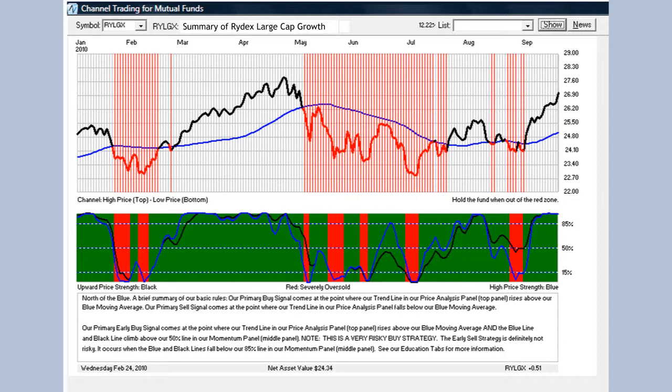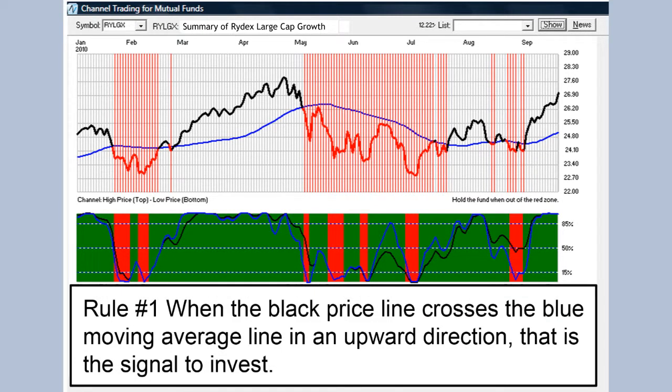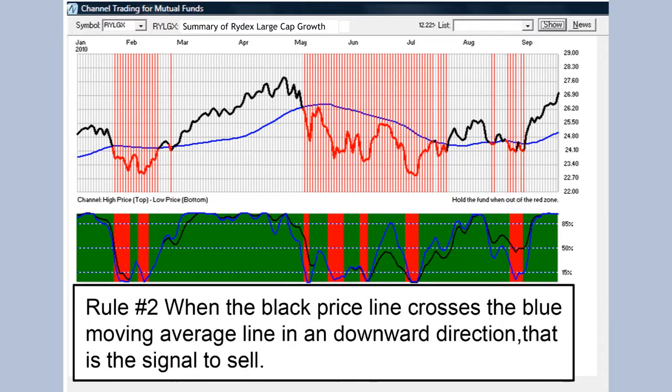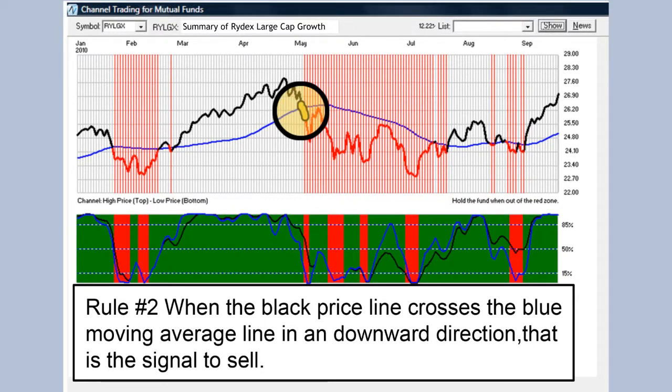There are only two moving average rules. Rule number one, when the black price line crosses the blue moving average line in an upward direction, that is a signal to invest. Note the position of the highlighted area. As long as the price line stays above the blue moving average line, stay invested. Rule number two, when the black price line crosses the blue moving average line in a downward direction, that is a signal to sell. Note the position of the highlighted area.